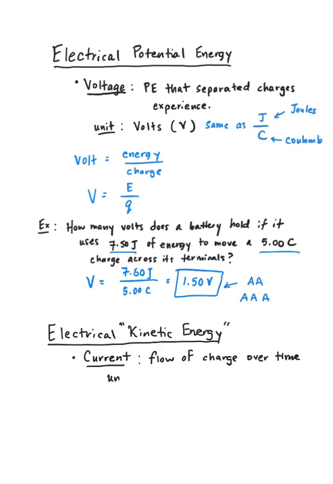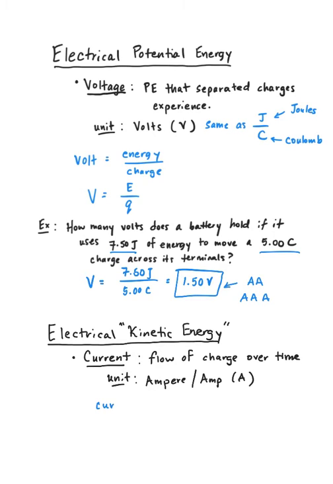The unit for current is one of the fundamental 7 SI units. It is the ampere, or amp for short, abbreviated capital A. The ampere comes from measuring charge over time.